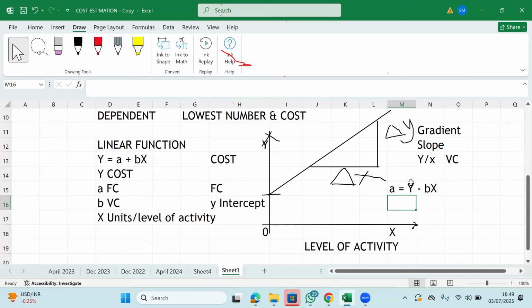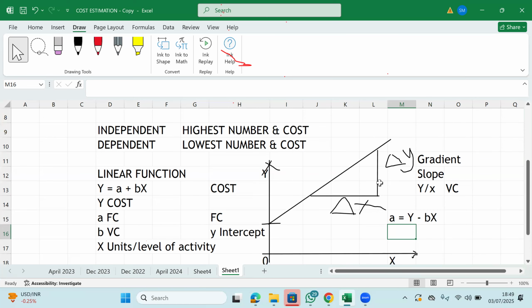Meaning if we were to get our A, then we are talking about the Y, which is maybe the cost of the highest, say 20,000 as we were saying, minus B. What is our B? Our B is the variable cost. Say you've gotten your variable cost to be 5 shillings each. X is your corresponding number of units, or the number of students within that particular month. So say it was 50. So you spent 20,000 feeding 50 students, but the variable cost was 5.